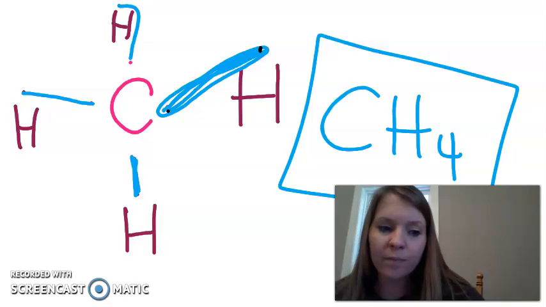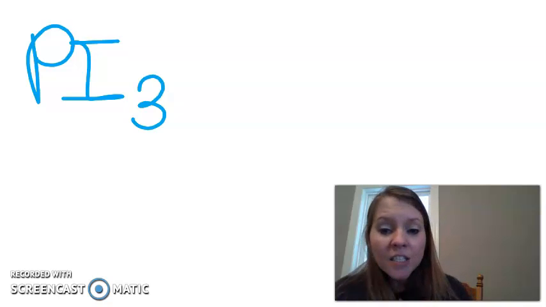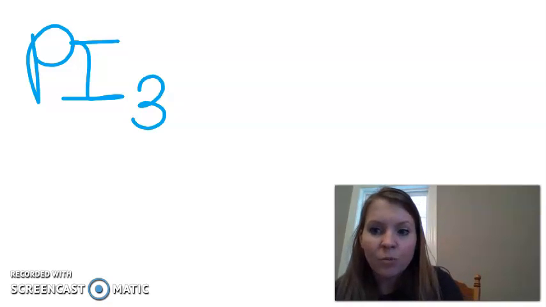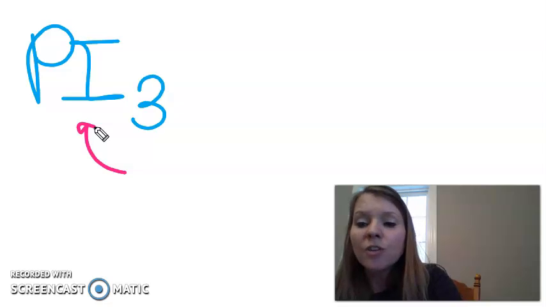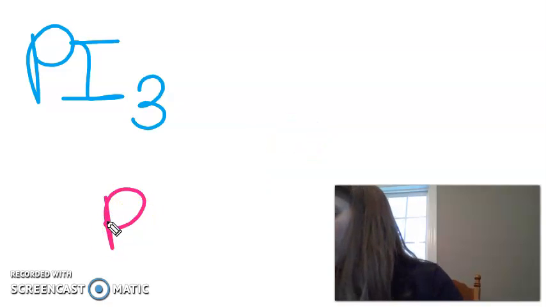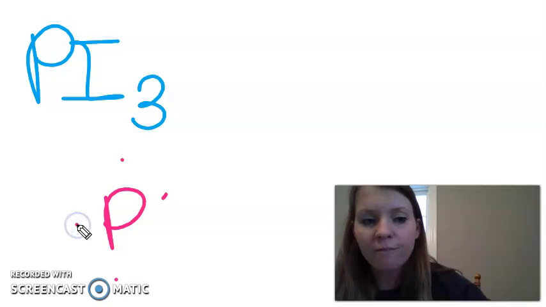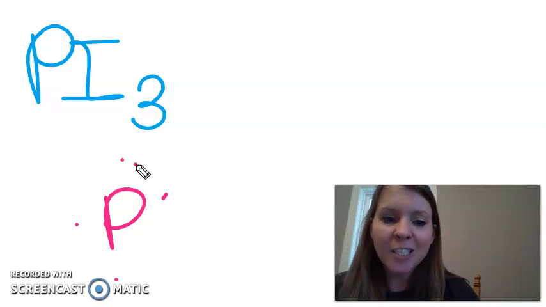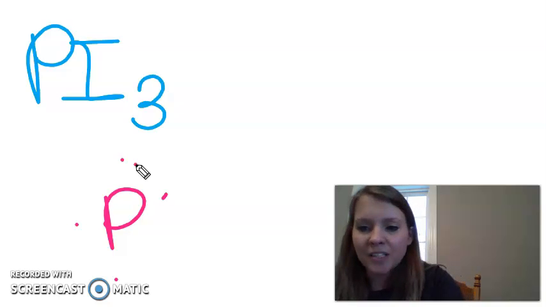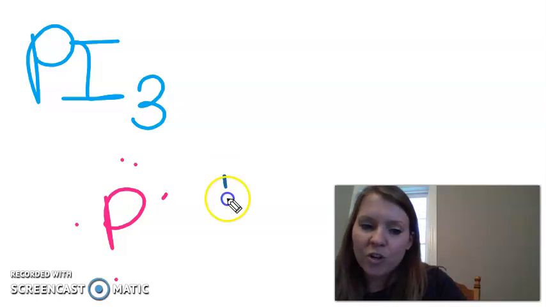Okay, so let's look at one more. Let's do PI3. This is called phosphorus triiodide. We'll talk about this tomorrow, but it's triiodide because it has 3 iodines. So the first thing that we're going to draw is our phosphorus. Phosphorus, if we look at our periodic table, has 5 valence electrons. So 1, 2, 3, 4, 5. Guess how many he needs to make his 8? He needs 3. Well, guess where he's going to get these 3 from? I'm assuming you're guessing, right? Iodine. So we're going to draw my iodines.